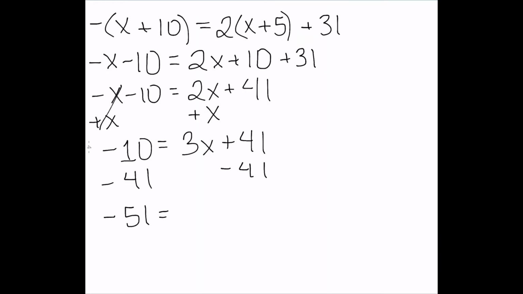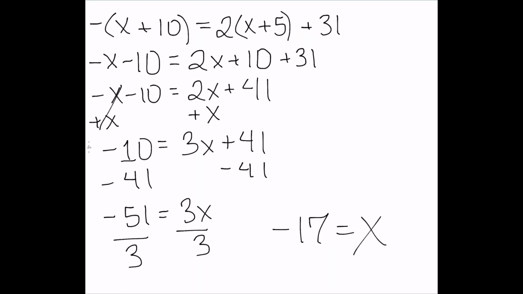That gives me -51 is equal to 3x. I then just need to divide both sides by 3, and I get negative 17 is equal to x. And once again, we can check both sides by sticking this into both sides of the equation and make sure that we got it correct.